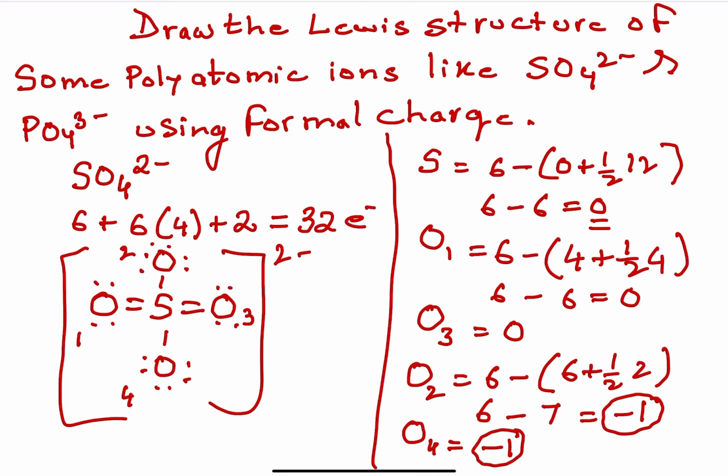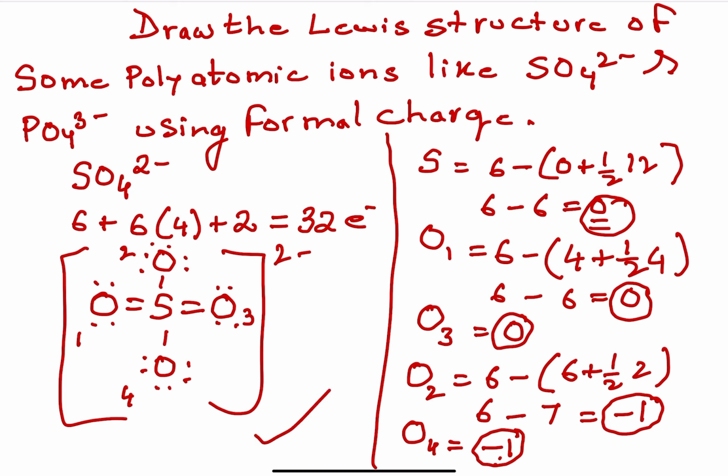So we have minus 1 for each single bond oxygen, and for oxygen 1 and oxygen 3, the double bond oxygens, we have 0 and 0, and sulfur is again 0. So the overall charge on the sulfate ion is minus 2, that is 2 minus. So this structure is closest to the correct Lewis structure.